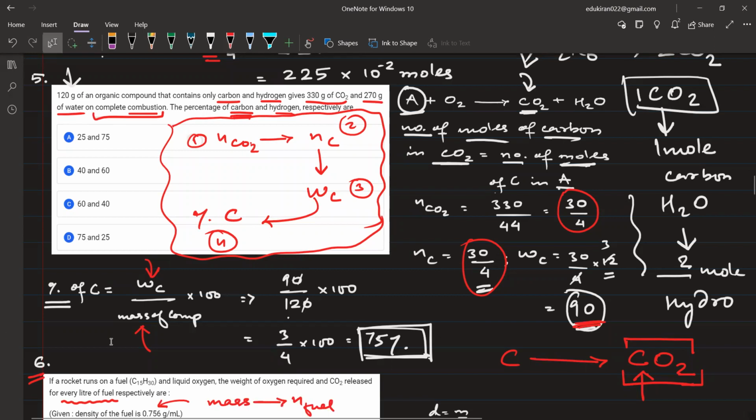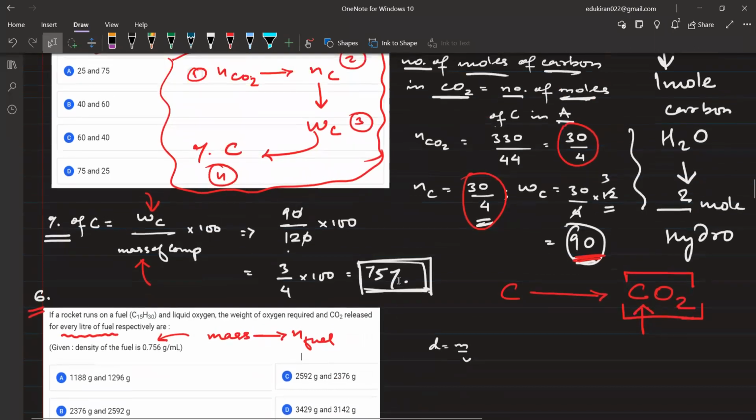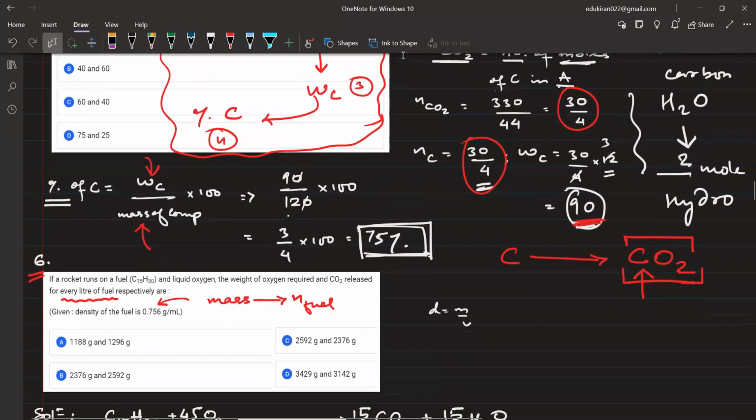Let's first look at these options, and always look at the options, okay? If you have options, always look at the options. 1188, 2592, 2376 and 3429. That means calculating any one of them will do. If I calculate the weight of oxygen required or the amount of CO2 released, whichever you calculate, either one will work. 1296, yes, everything is different.